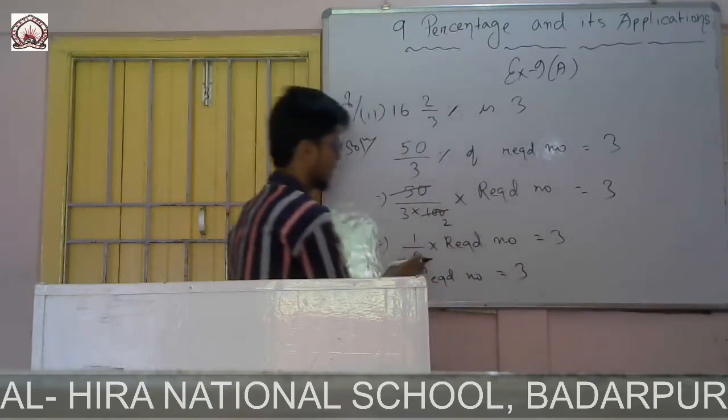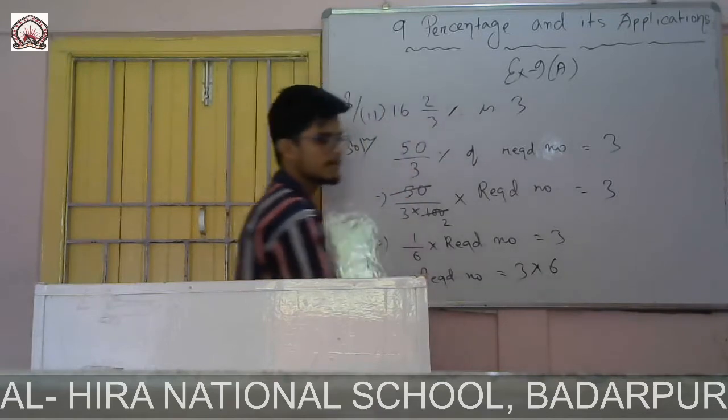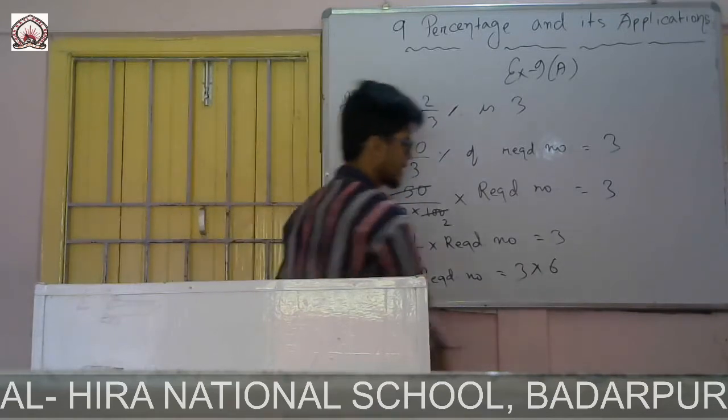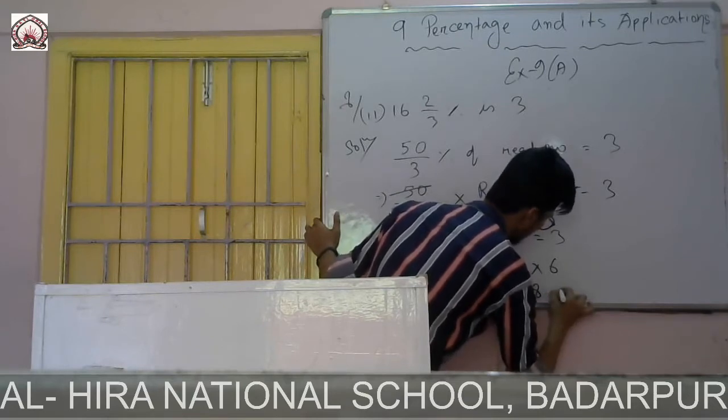3 is there, and it is 1 by 6. If I change the side, it will be the reciprocal of this one, that means 6 by 1, that means it will multiply. So 6 3s are 18. So the answer is, the required number is 18.